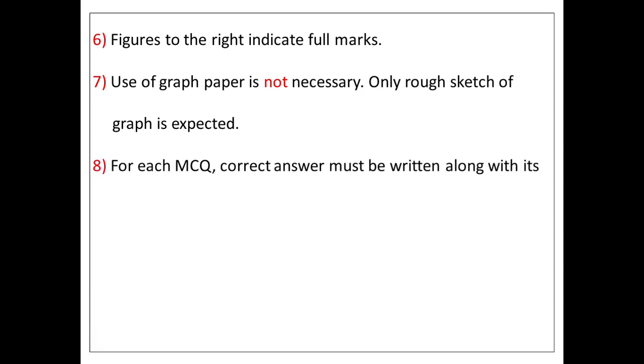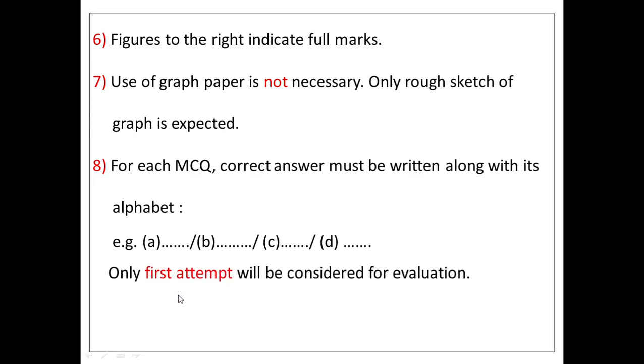For each MCQ, the correct answer must be written along with its alphabet. For example, if your option is A, then you have to write the option with its answer. Only the first attempt will be considered for evaluation, and start the answer to each section on a new page.